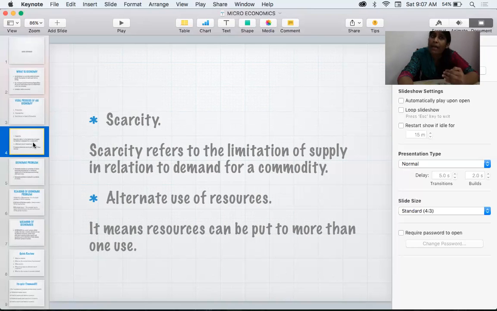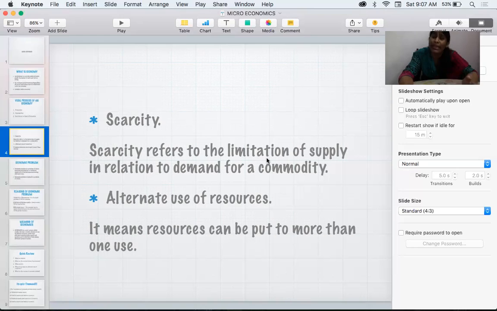Next, I'm going to tell you why I started this topic, to tell you what is economics. Before that, I'm asking you why we have to learn economy, or why we have to study economics. There are mainly two reasons, and the first reason why we are learning economics is scarcity. What do you mean by scarcity? Scarcity refers to the limitation of supply.